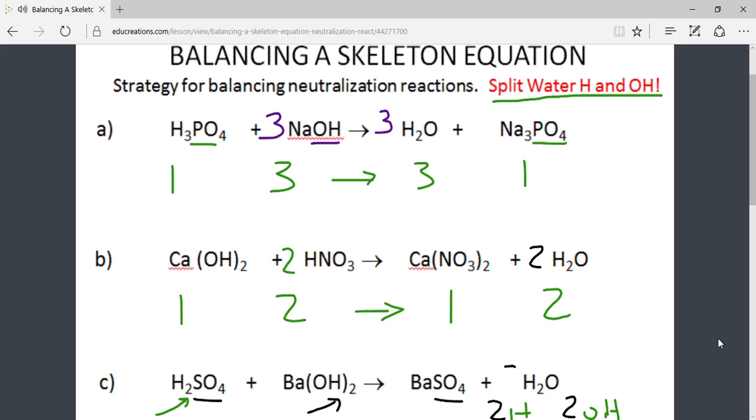Recall that when you receive the same coefficient for the H and the OH ions on the product side, this indicates the number of water molecules necessary to balance the equation. This equation balances with 1 coefficient added. Therefore, the ratio of reactants are 1 to 1, and the ratio of products are 1 to 2.